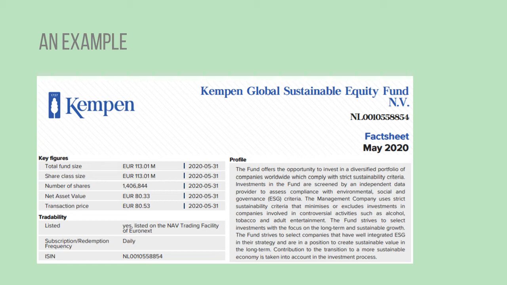And finally, you have the ISIN, which is an identifier. And that means that with this code, if you type that into your broker, if you want to buy a share in this, then this will come up with this fund.